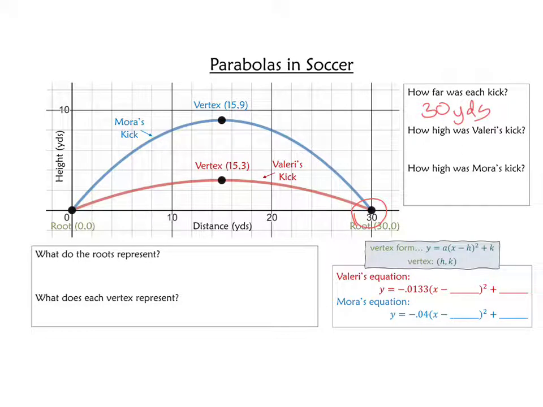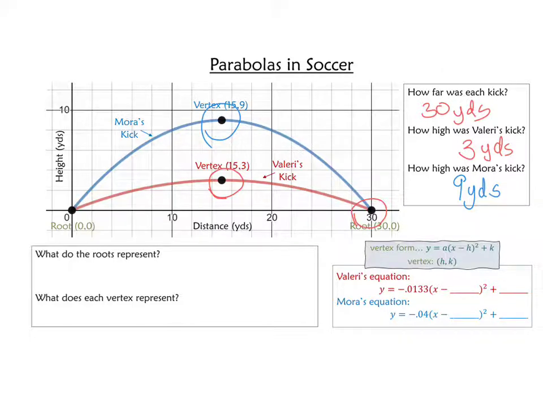And then it says, how high was Valeri's kick? Well, here is Valeri's kick. How high is it? If you said 3 yards, then you would be correct. And then it asks us, how high is Mora's kick? Here we are. If you said it was 9 yards, well, you're today's winner.